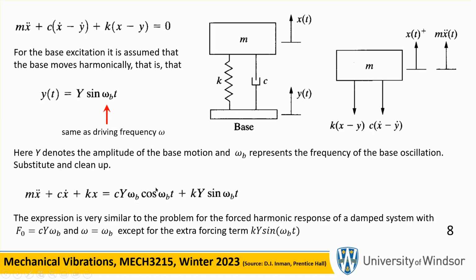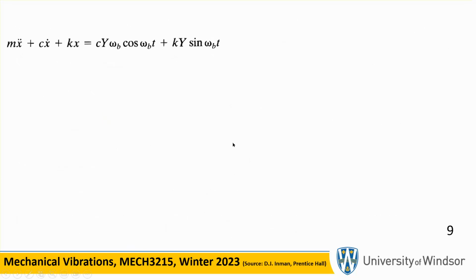This is a familiar thing. We recognize this because we have done problems like that, except that this thing was called F naught. Now, there is this extra term, so let's go and see how we handle this. We can think about this. There are two ways of doing it.